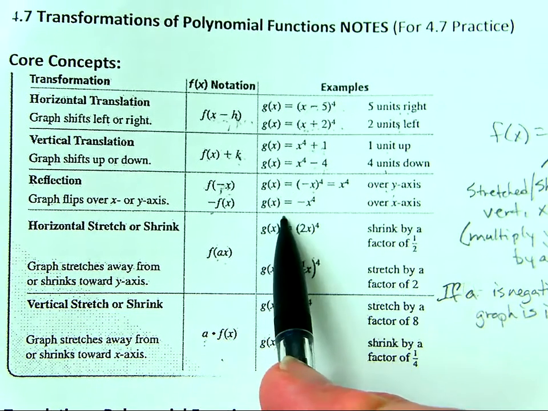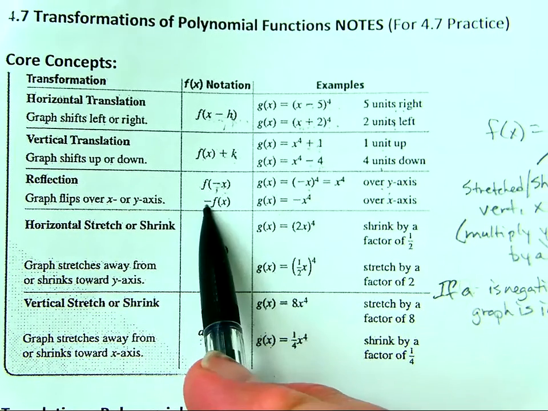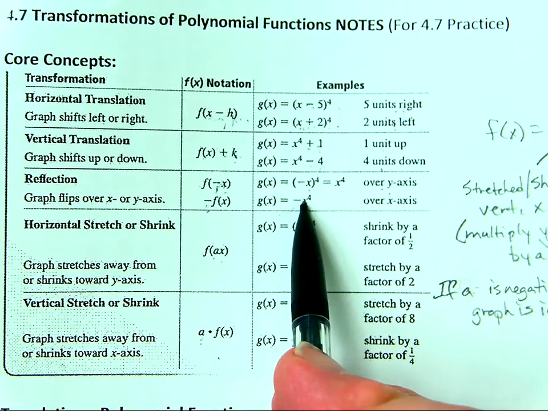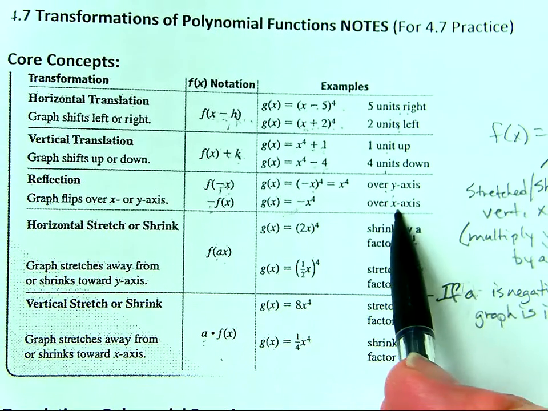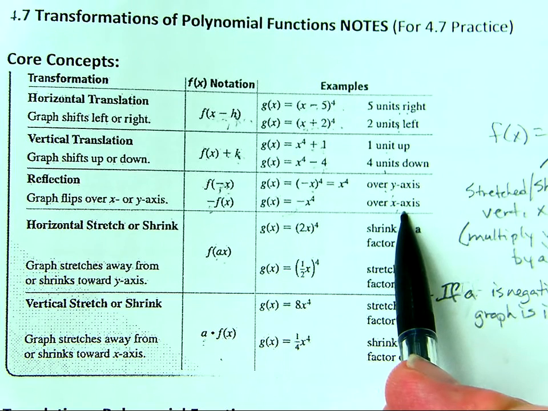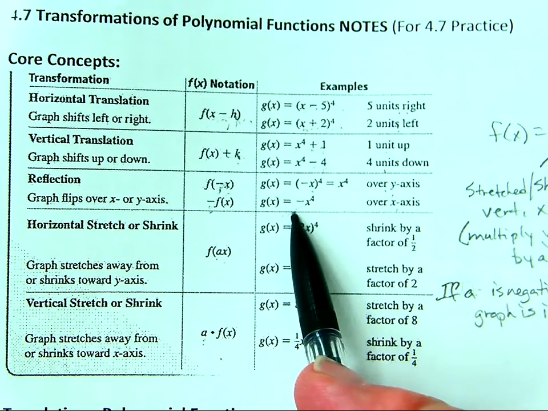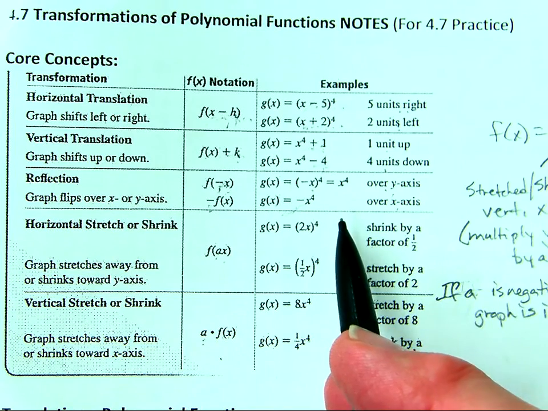Now this one we did before, if there's a negative on the outside, so it's not inside with the x, that flips it across the x-axis, so that changes it vertically. So if there's a negative out front, it flips it vertically, or you could say it's inverted.